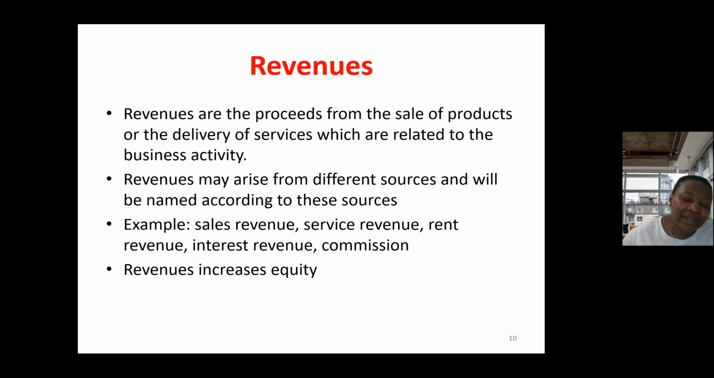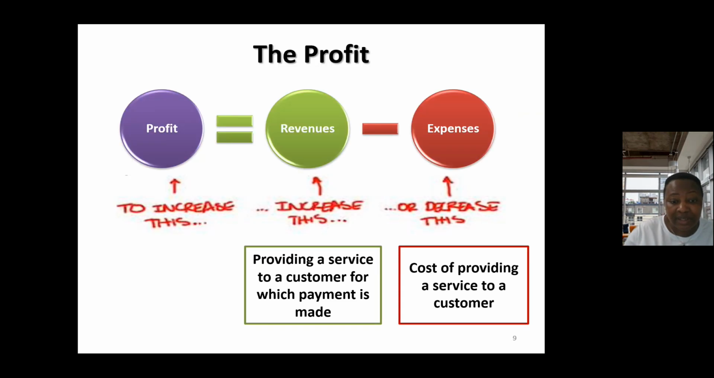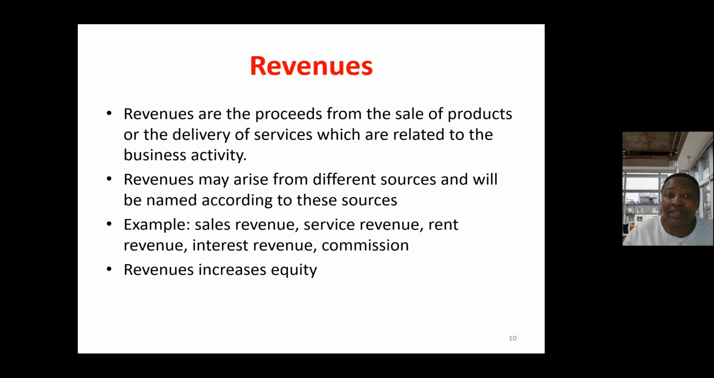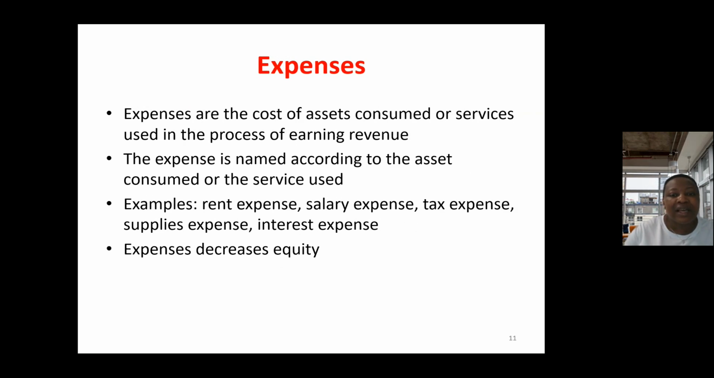The reason I have said here that revenue increases equity is that, just like we said previously, for you to increase your profit, revenue has to be increased. So once your revenue increases, that reflects in a profit increase, and that profit is retained in the business, the equity, the capital of the owner, increases in the business.